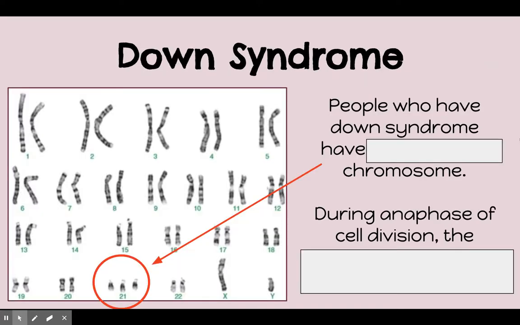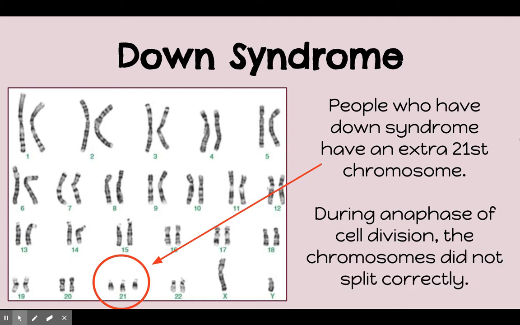First example is Down syndrome. People who have Down syndrome have an extra 21st chromosome. If you look at the karyotype, or the picture of the chromosomes of this human, you can tell that there are 3 chromosomes at that 21st spot. This means that during anaphase of cell division, the chromosomes did not split correctly.